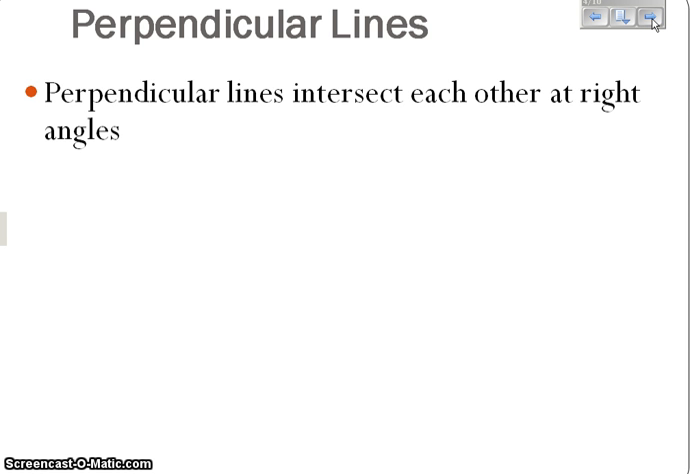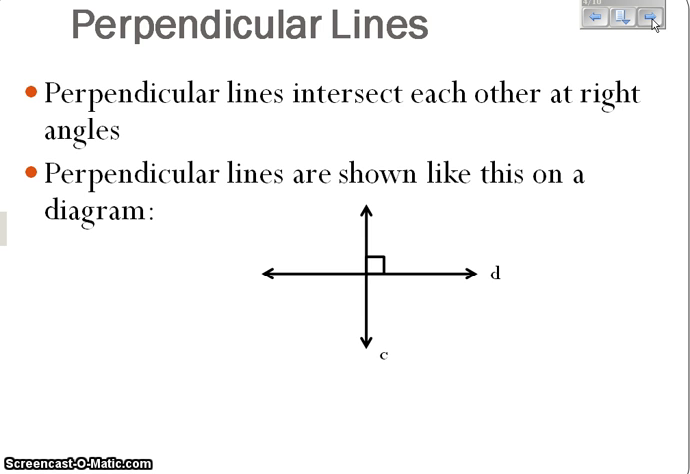Okay, now talking about perpendicular lines. Perpendicular lines intersect each other at right angles. So they're going to look like this. As you can see, we've got our square to show a right angle, and we've got our lines labeled line C and line D.